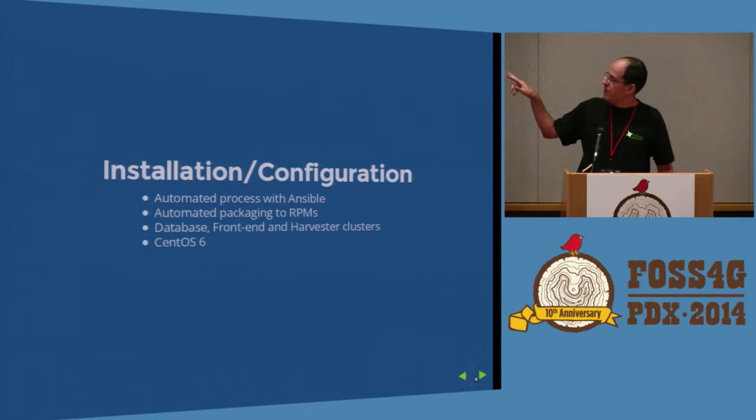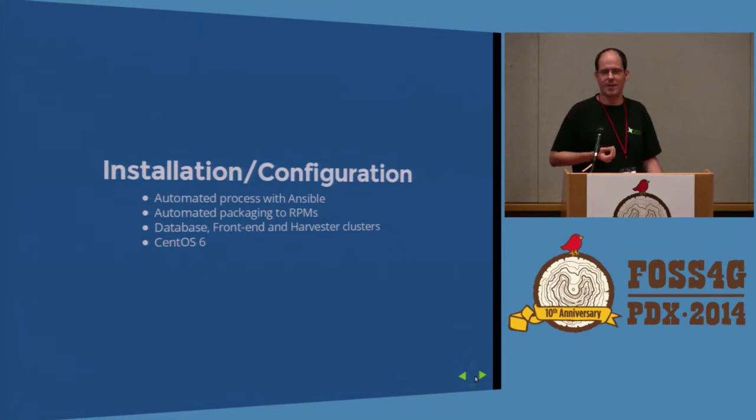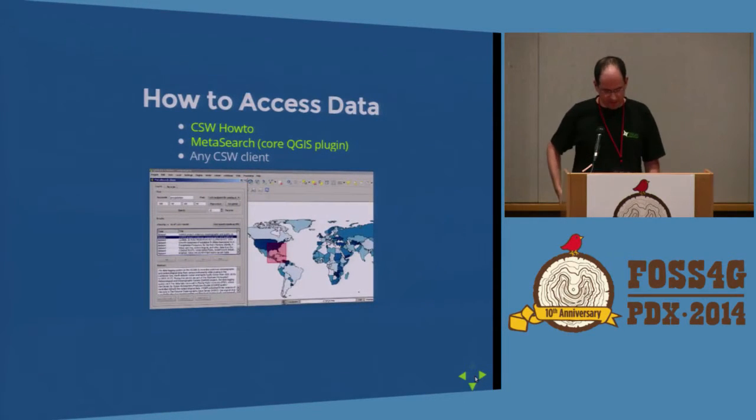There are 3 types of clusters there. We have a database cluster, a front end, which is CKAN and pycsw, and also a cluster for harvesters, because harvesters are actually doing the hard work. They're harvesting from every source of metadata that is available around the US. So it needed a specific set of hardware. And we are using CentOS as the operating system to do that.